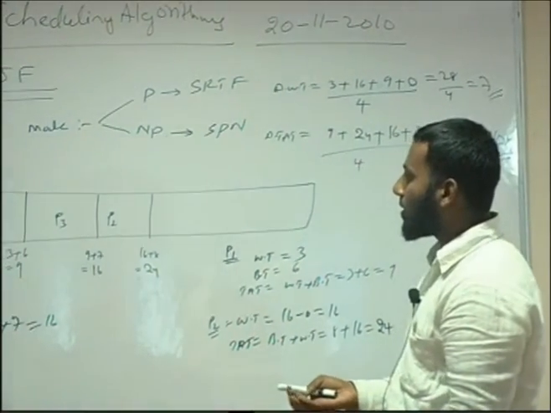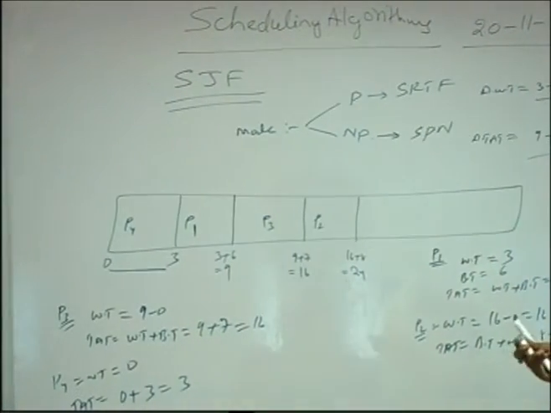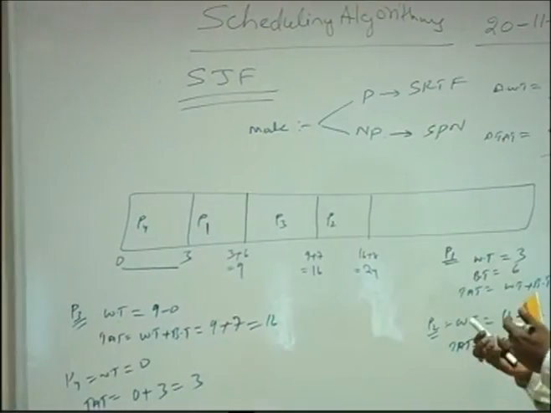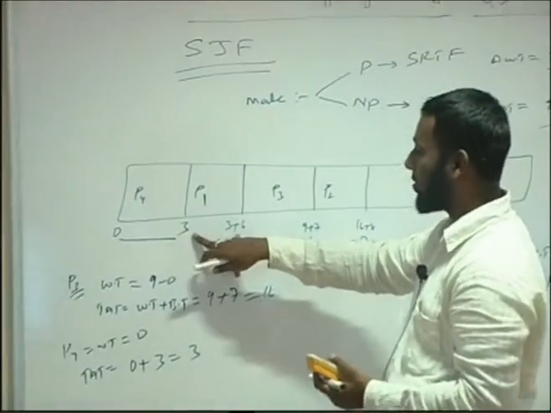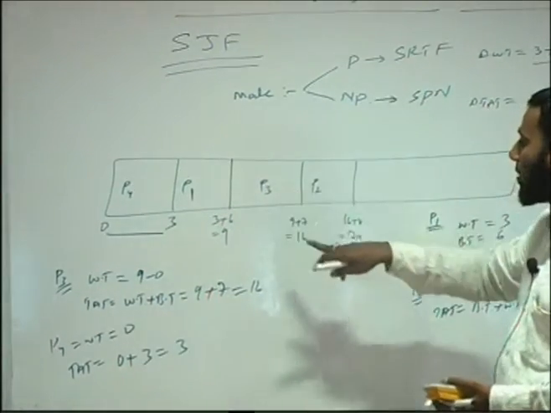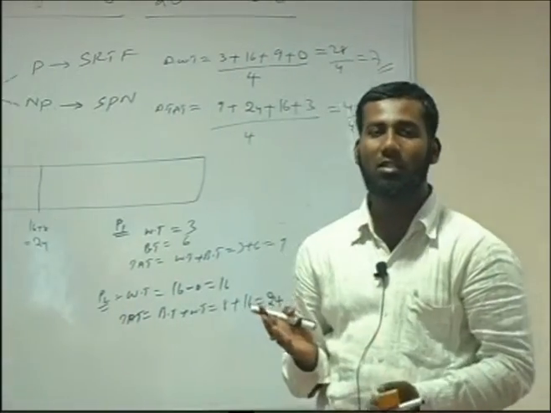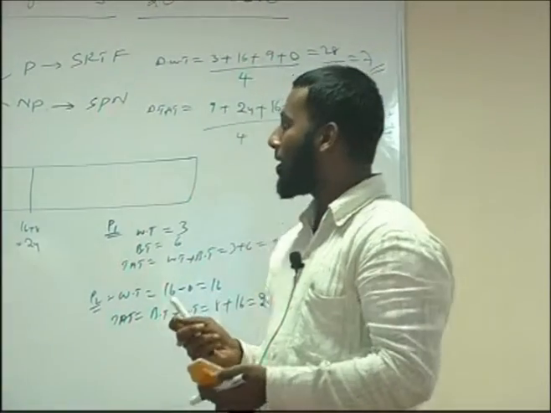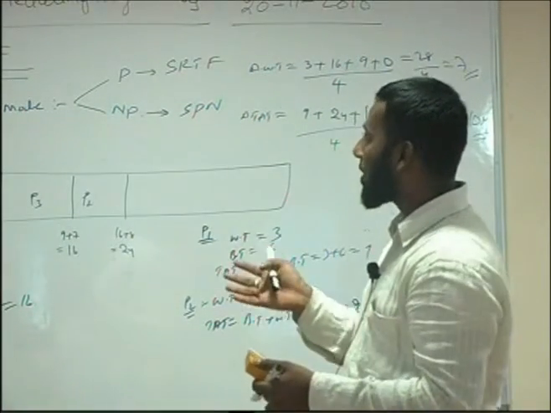Okay, the problem here is, how do we know that we cannot predict future? How do we know that this process P4 will take 3 units of time, process P1 will take 6 units of time, process P3 takes 7 units of time? We don't know actually. So that's why this is theoretical. Okay, practically, how do we know the burst times for these processes?